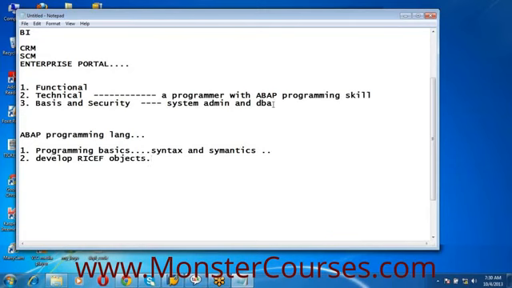Okay, to develop RICEF objects. I am very sure you might have heard of this word called RICEF, or RICEFW, different names by which it is called. So what does this RICEF stand for?